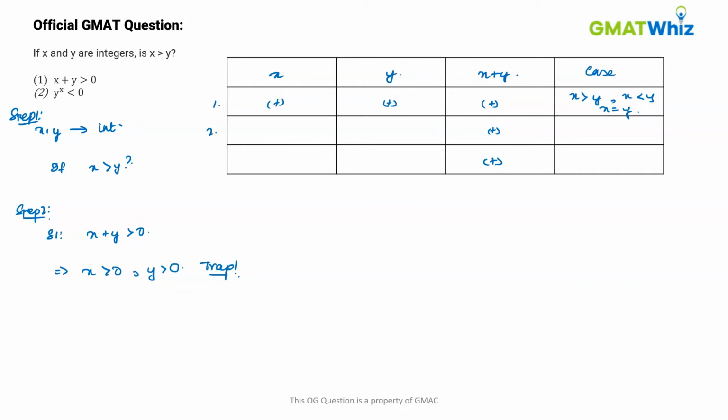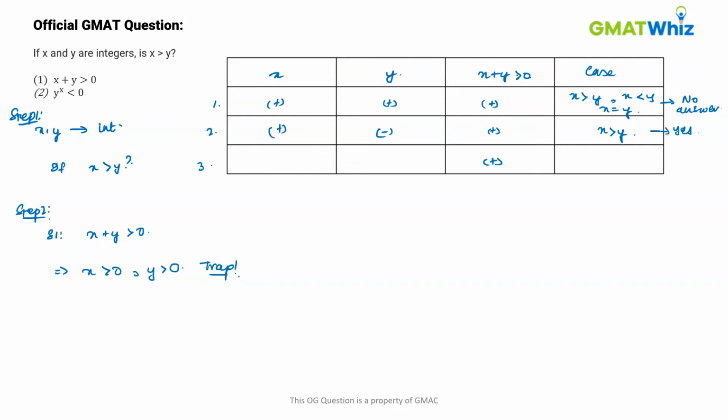The second case possible is when x is positive, y is negative, and keeping in mind that x plus y has to be positive, definitely the magnitude of x has to be greater than the magnitude of y such that the sum is greater than 0. So the inference that you can make from here is that x is greater than y. So you can answer the question with a yes over here. And in the first case, like we said, no definite answer.